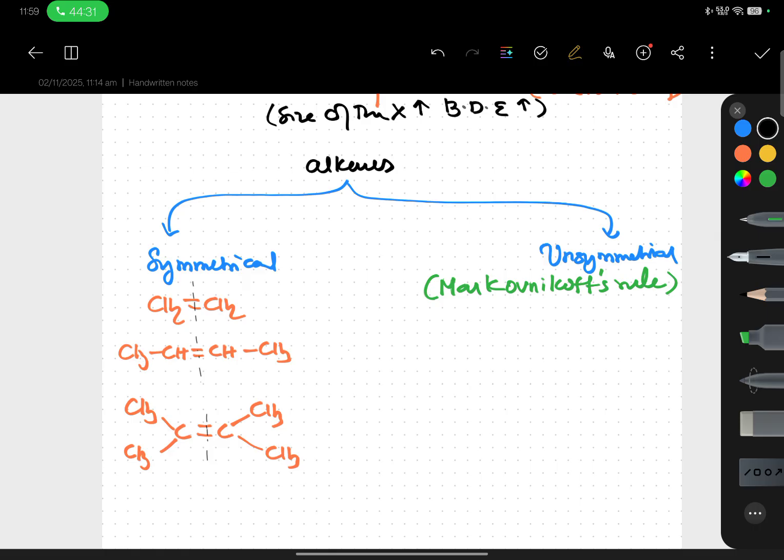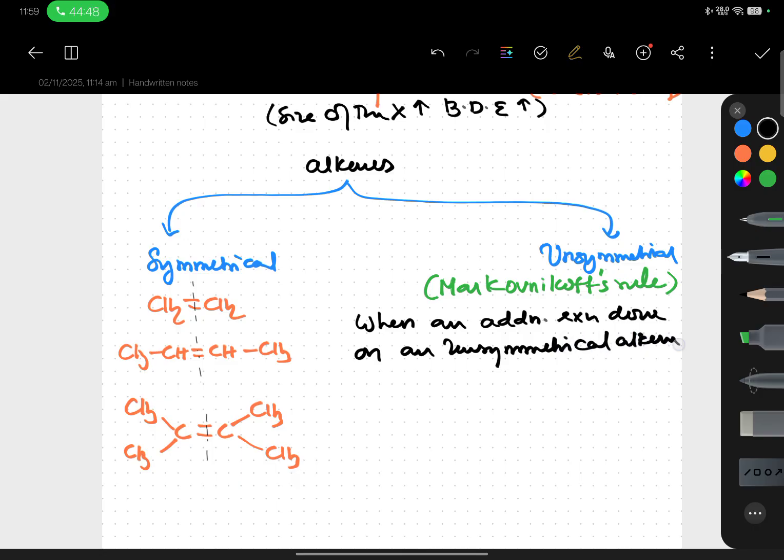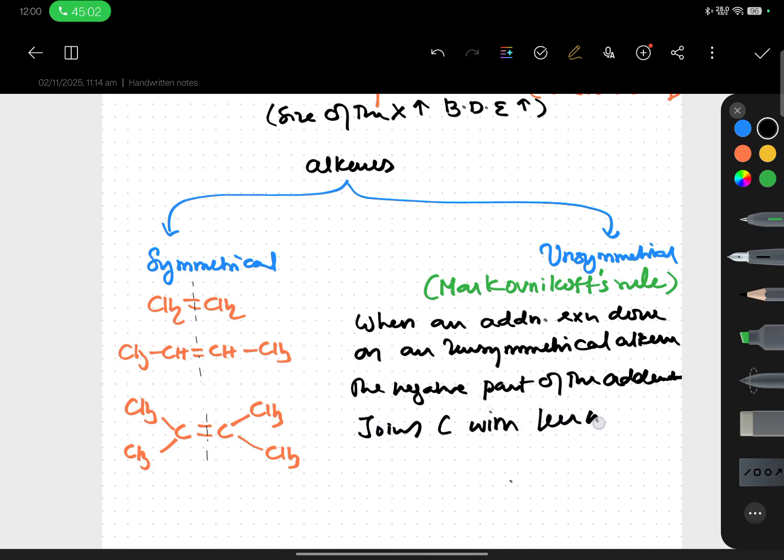So what does this rule state? Write down. When an addition reaction is done on an unsymmetrical alkene, the negative part of the addendum joins the carbon with less number of hydrogen. Please copy, ma.